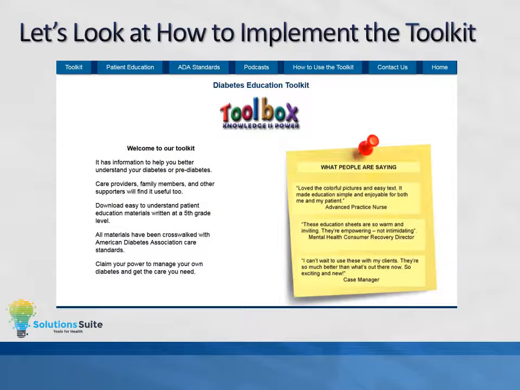Next, let's turn to strategies for using our toolkit, either in your own life, a behavioral health program, or a medical practice.